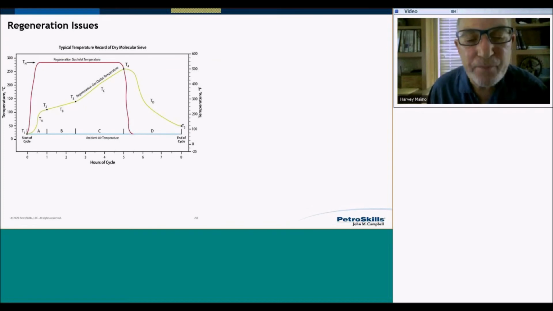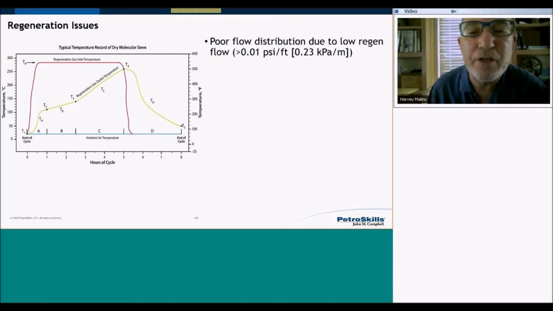So you need to be aware of methanol coming into your feed. Regeneration issues. We have a lot of issues on regeneration. Poor flow distribution is a big one. You want to make sure that you have greater than a 0.01 psi per foot or 0.23 kPa per meter. You need to have good flow distribution in order to properly regenerate the bed.